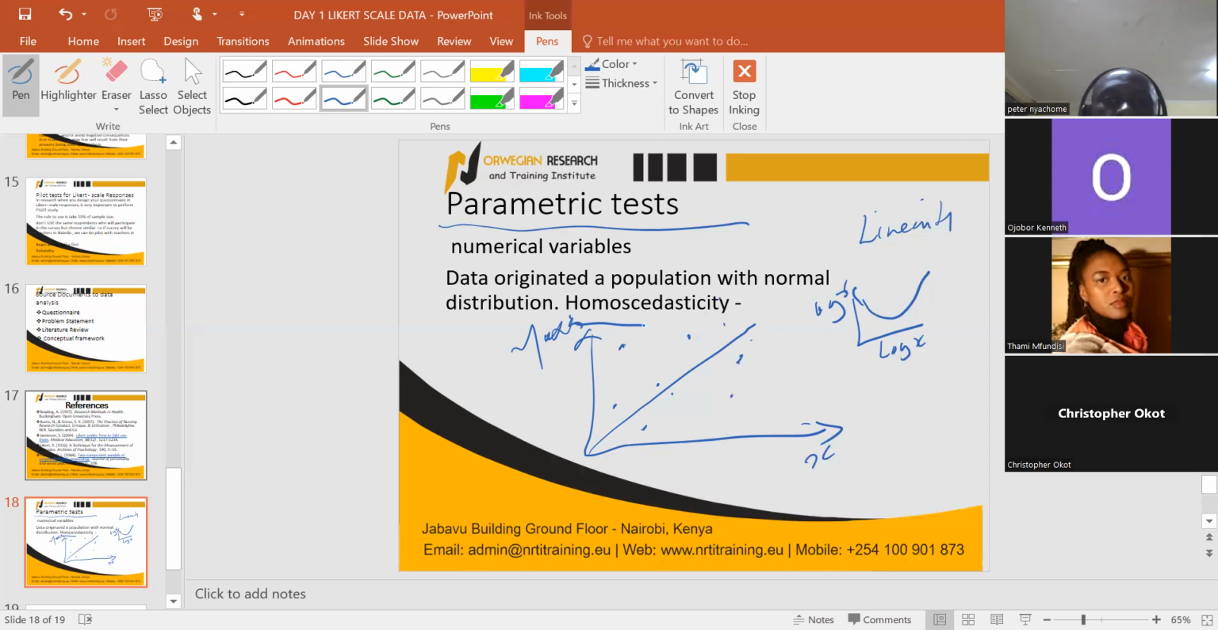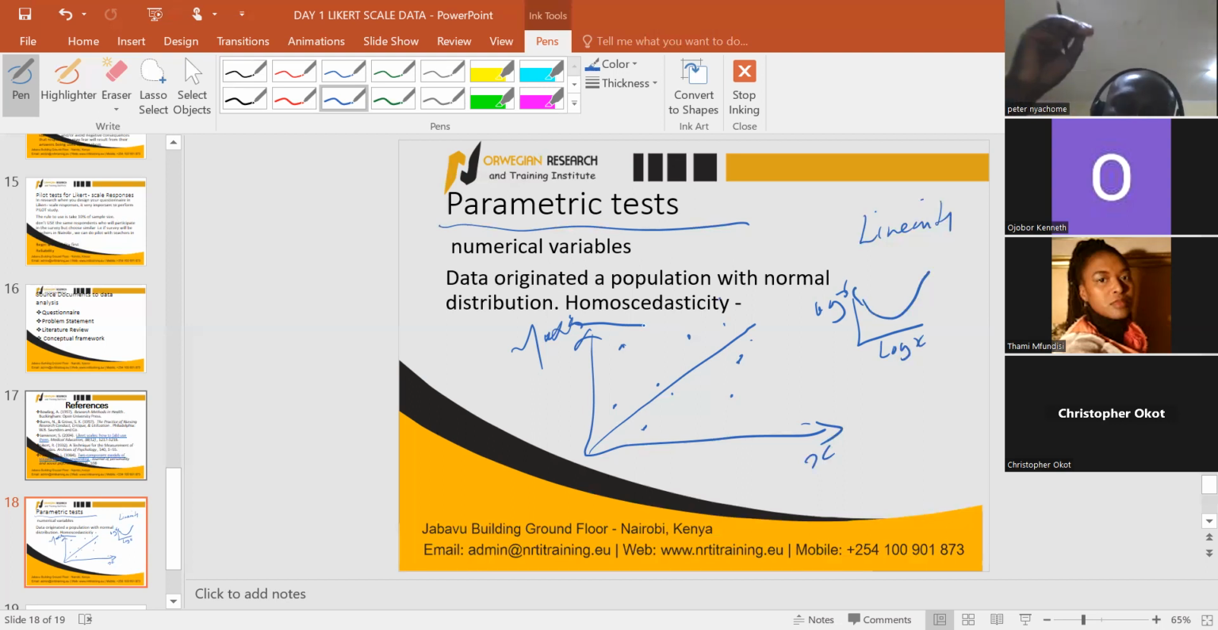Examples of parametric test statistics are the product moment correlation, the normal correlation that you know. We have what we call the t-test. We have the independent sample t-test. We have the paired sample t-test. We have ANOVA: one-way ANOVA, two-way ANOVA, three-way or four-way ANOVA. All those are parametric test statistics. They require you to have a normal distribution in your data set. And this homoscedasticity assumption is also a requirement in all those test statistics that you want to run.